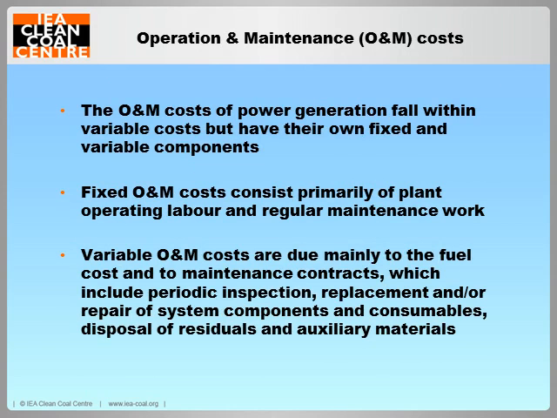Fixed operation and maintenance costs consist primarily of plant operating labor and regular maintenance work. Variable operation and maintenance costs are due mainly to the fuel costs, irregular maintenance work, and to a continuous maintenance contract that includes periodic inspection, replacement, repair of system components, and consumables. Disposal of residuals, as well as auxiliary materials such as water, lubricants, and fuel additives.